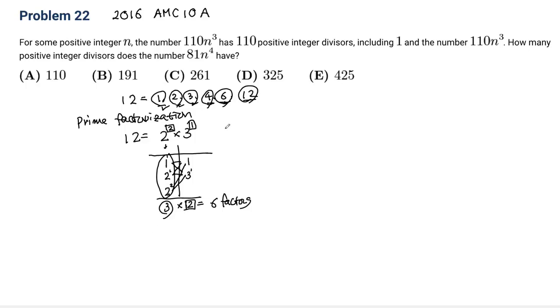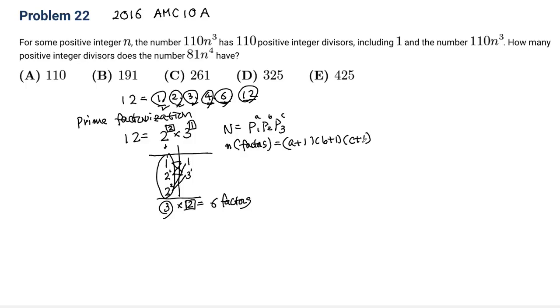Generally, when you have any number, it can be factorized into prime numbers. Three primes is enough. I'm going to call the exponents A, B, C. The number of factors, these are the positive divisors, is A plus 1 times B plus 1 times C plus 1. That is the number of factors.